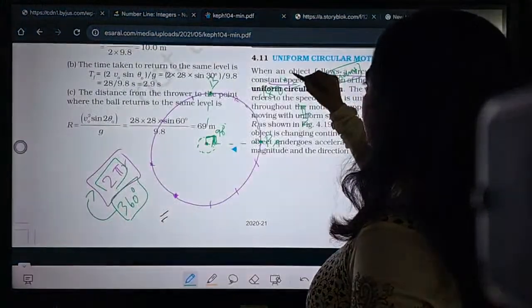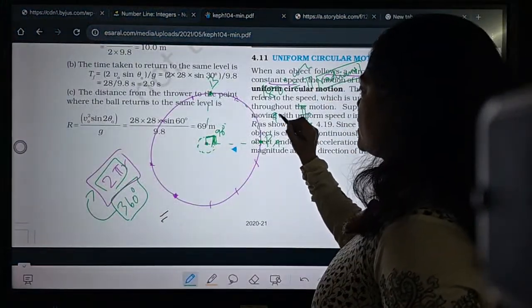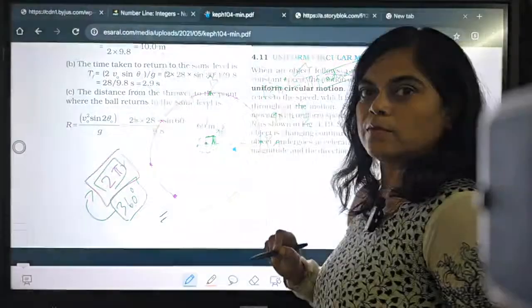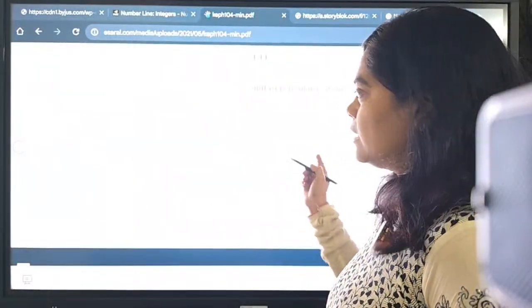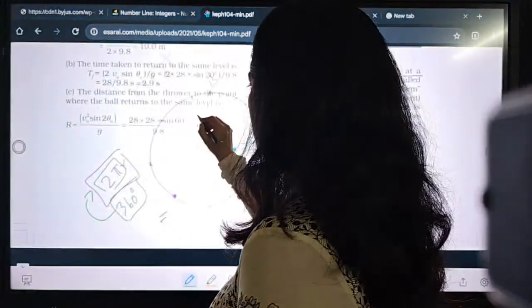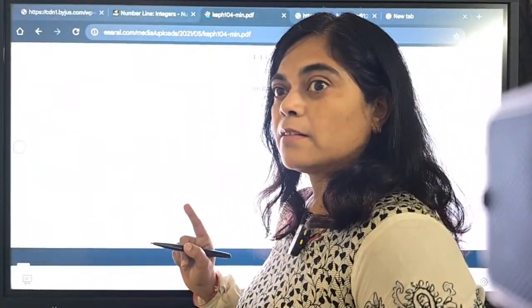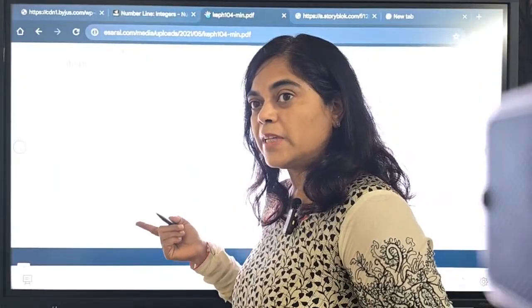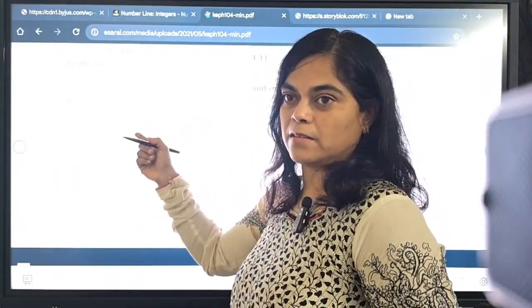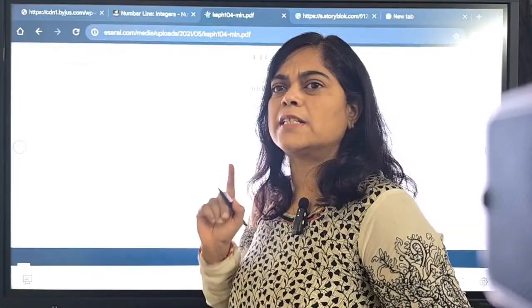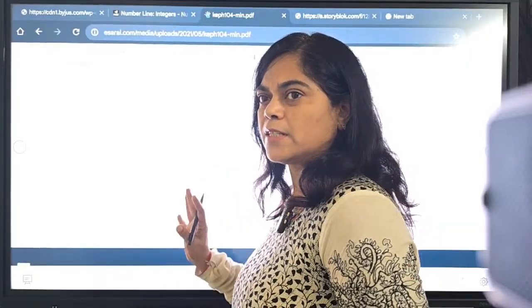Pi, what is the pi value? 180 degrees. What is 90 degrees now? Pi by 2, right? So pi by 2 times r, where r is the radius, will be the distance traveled by the particle. Okay, so what type of distance is this?